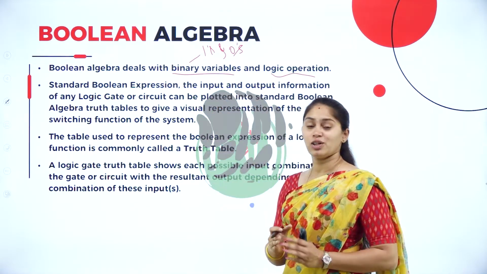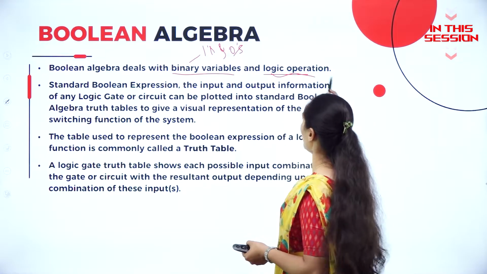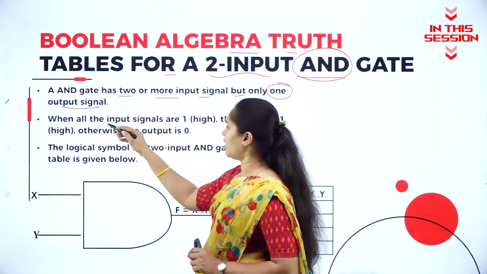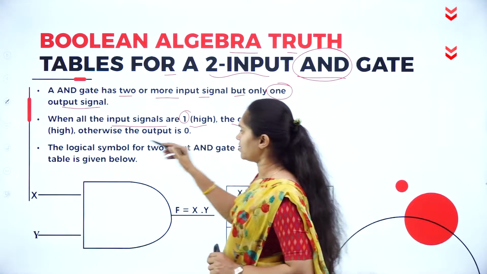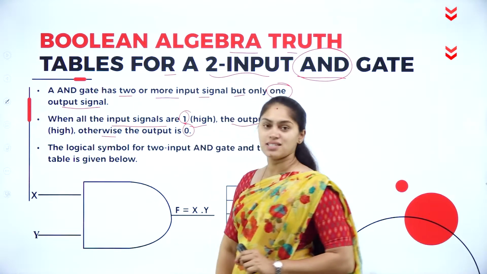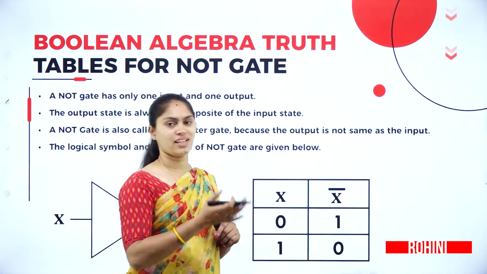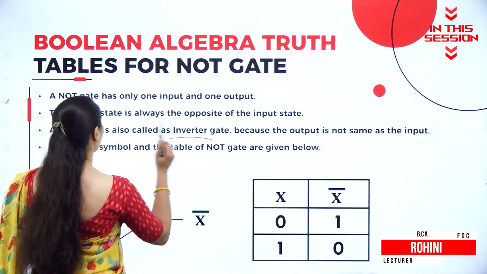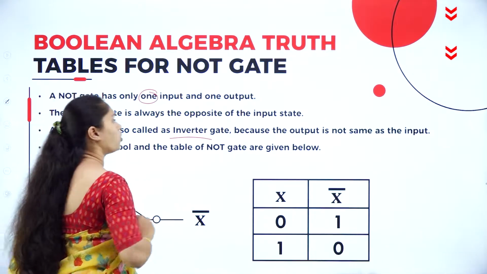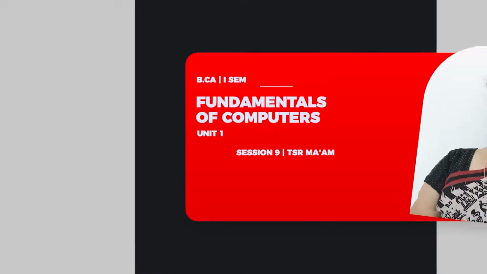Boolean algebra deals with Boolean or binary variables and logic operations. When all the input signals are 1 or high, then the output is 1. Otherwise, the output will be 0. If my input is 0, output will be 1. If my input is 1, then the output will be 0. That's why we are calling it an inverter gate. But it takes only one input signal and produces only one output signal.